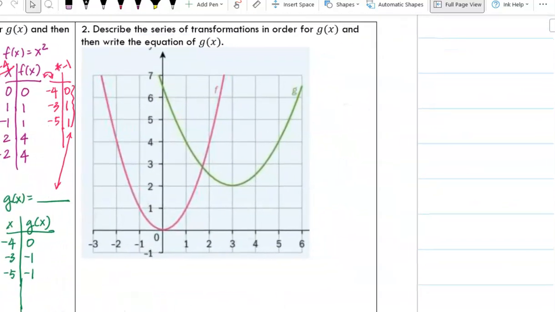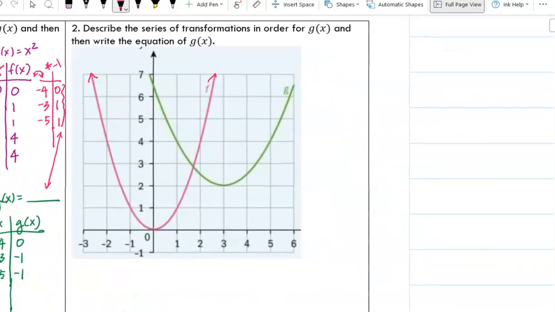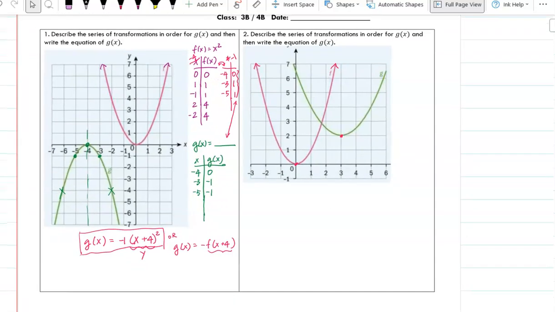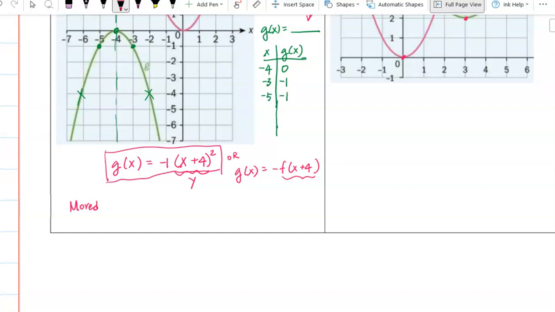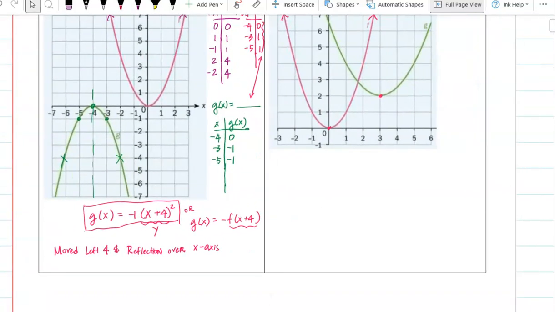Here we go with the next one. The pink is the parent function, and we can tell by here and here. It says describe this set of transformations. So it moved left 4 and had a reflection over the x-axis. Reflected over the x-axis and moved left 4.